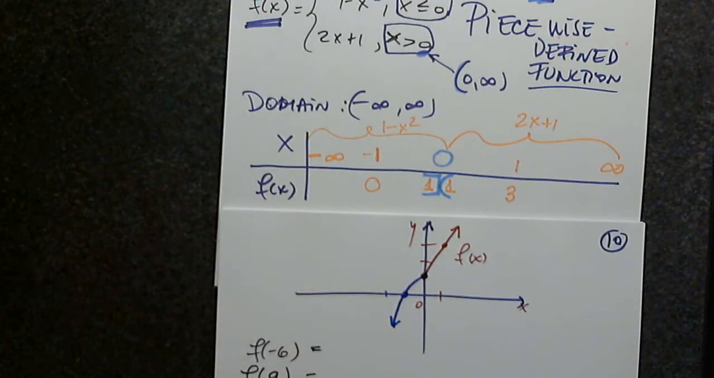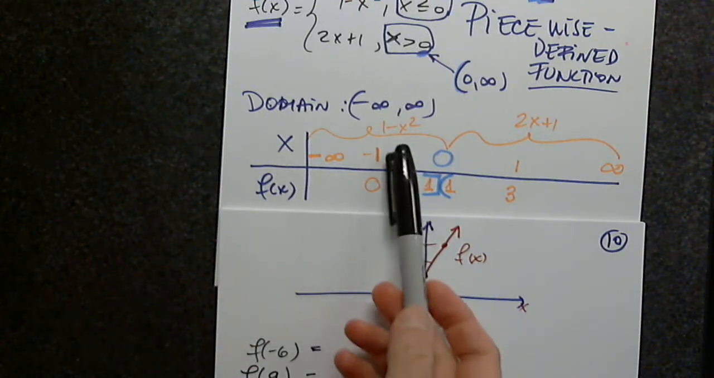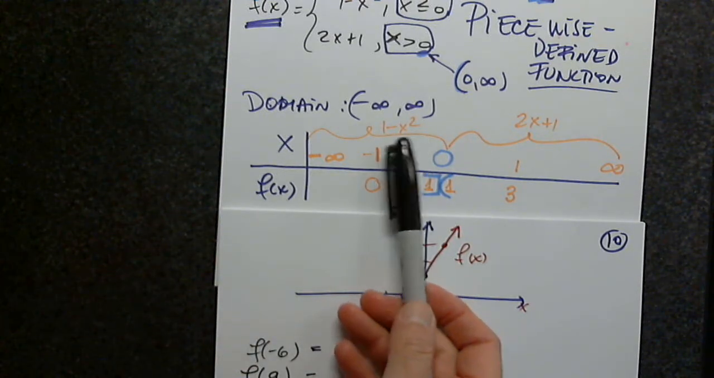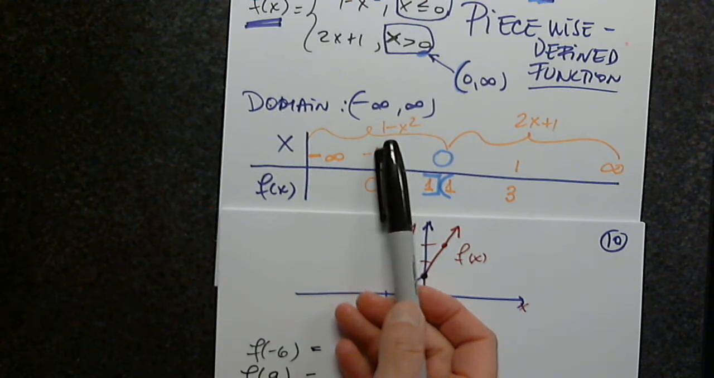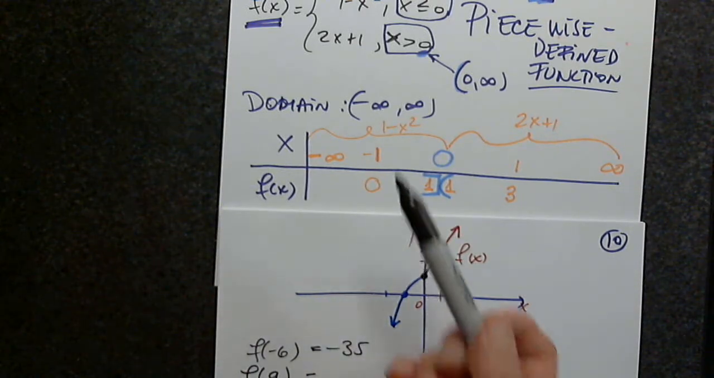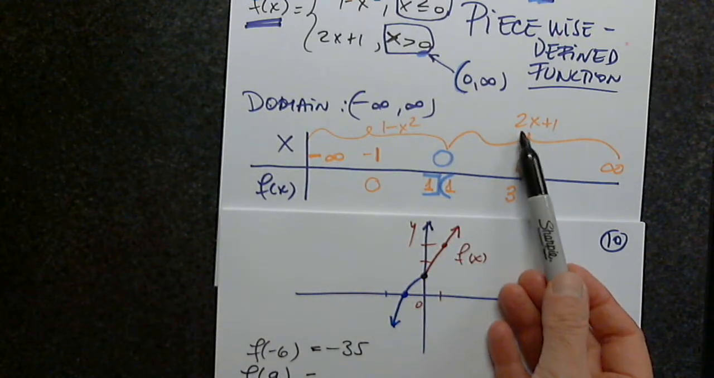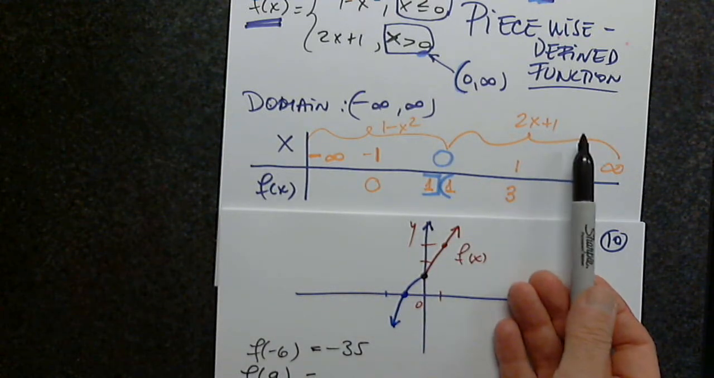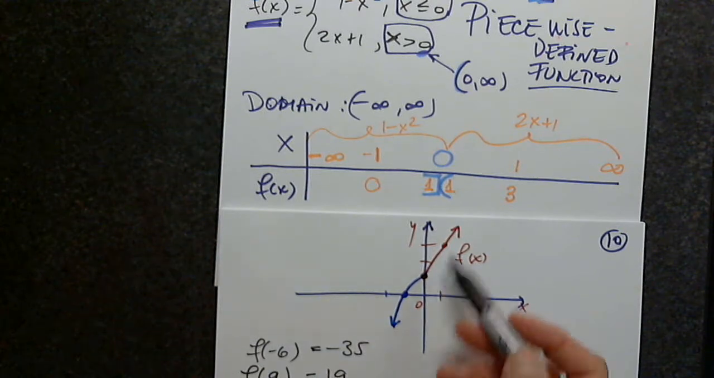So when you plug in negative 6, what will you get? Negative 6 squared with minus in front. Negative 36 plus 1, negative 35, which makes sense. And when I plug in 9, 2 times 9 is 18 plus 1, 19, which makes sense.